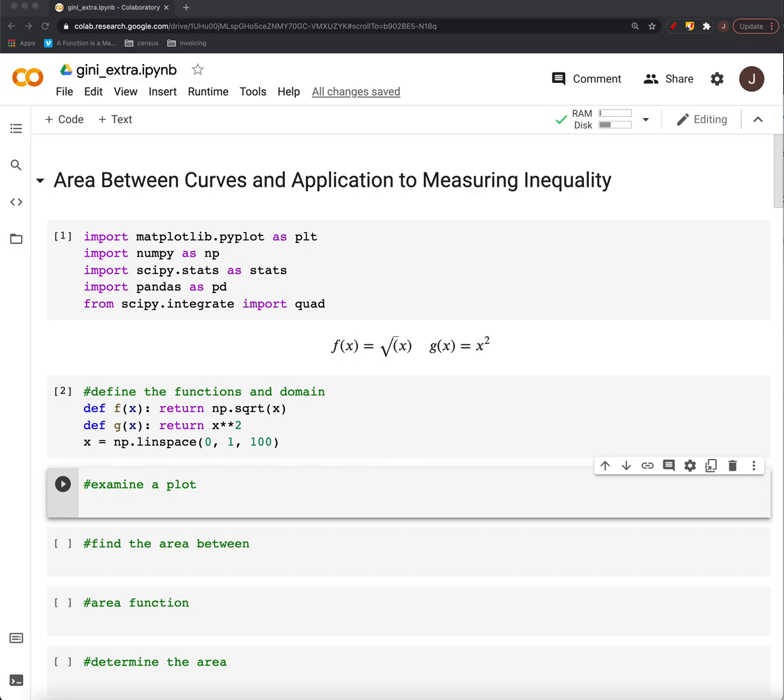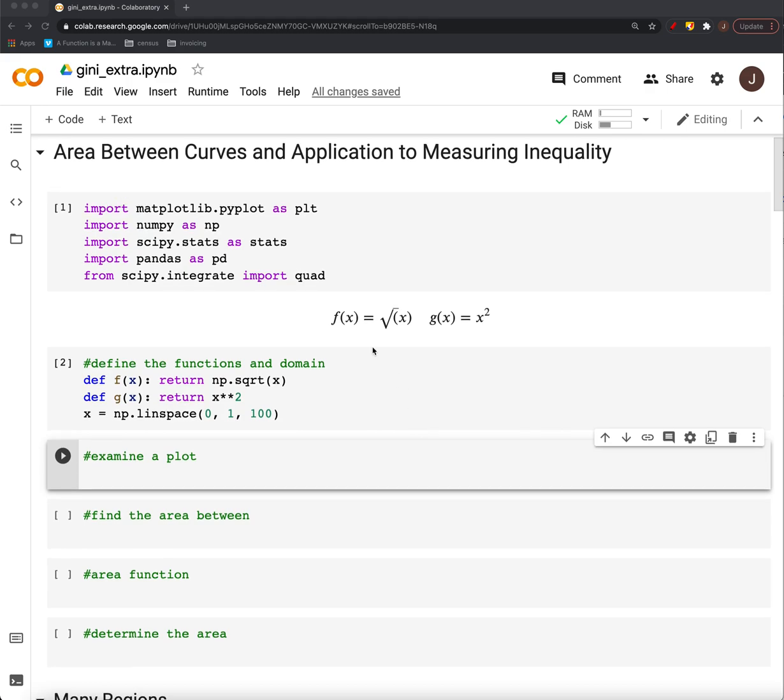In this video, we want to review our work finding the area between curves and also the problems around Gini coefficients or Gini index. But to start, let's look at how we can remind ourselves about how we can find the area between two curves. In this example, we have the square root of x and x squared. I've already defined these functions, and we're just going to look at them on the domain 0 to 1.